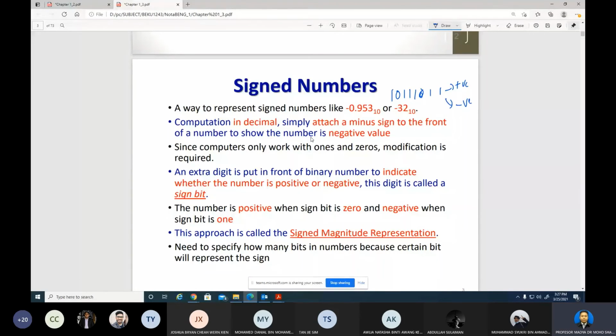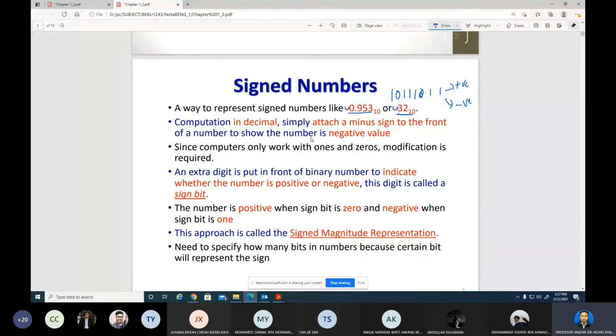That's why we need some sign number to represent the negative, because as I mentioned, in the computer the digital cannot recognize the negative sign. In decimal computation, we simply attach the minus sign in front of the number to show the negative. In decimal we automatically put it there, so we know this is negative.